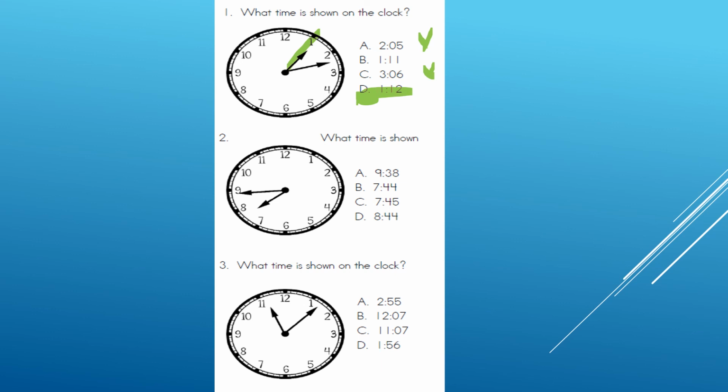What time is shown? So I see here it's in between the 7 and the 8, but it's not at 8 yet. Okay, so if I had my clock here, 7, 8, if it was at 8, that's what it would look like, and it doesn't look like that. So I know it's 7 o'clock. So I can eliminate that one and eliminate that. And then it does not look like it's at the 9 just yet. So that means that it is 7:44. What time is shown on the clock?